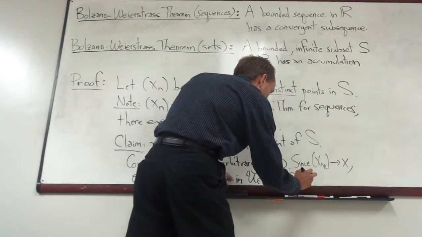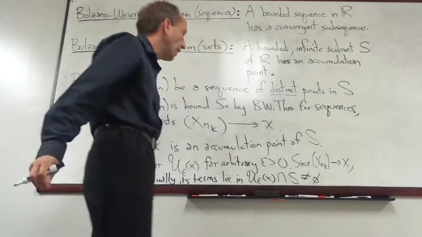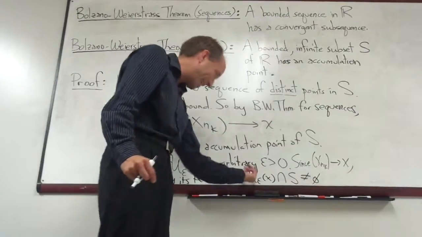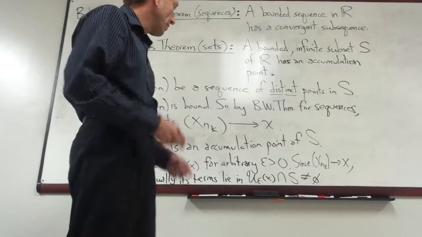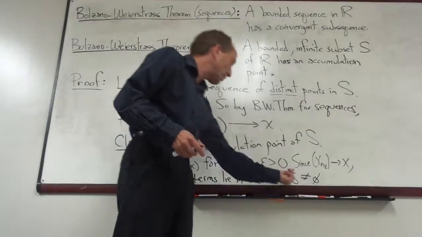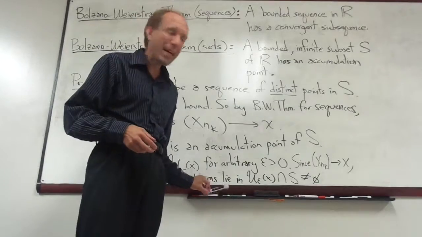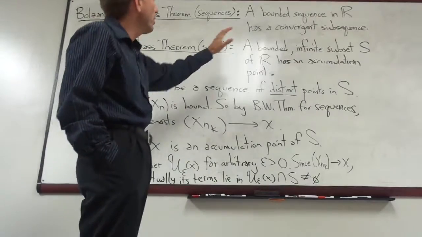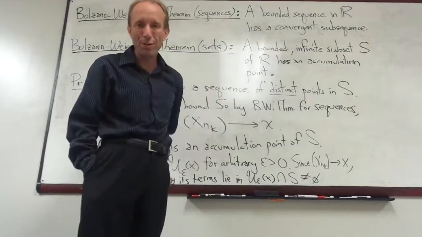So this is a non-empty subset. There are terms of the sequence xnk that are in the neighborhood and in S, and there are more than enough of them to go around so that you are guaranteed that there are points of S in that neighborhood other than just x itself. So that completes the proof. That's the proof of the set-theoretic version of the Bolzano-Weierstrass theorem, which is a generalization of the first one. But ironically, we use the first one to prove the second one.